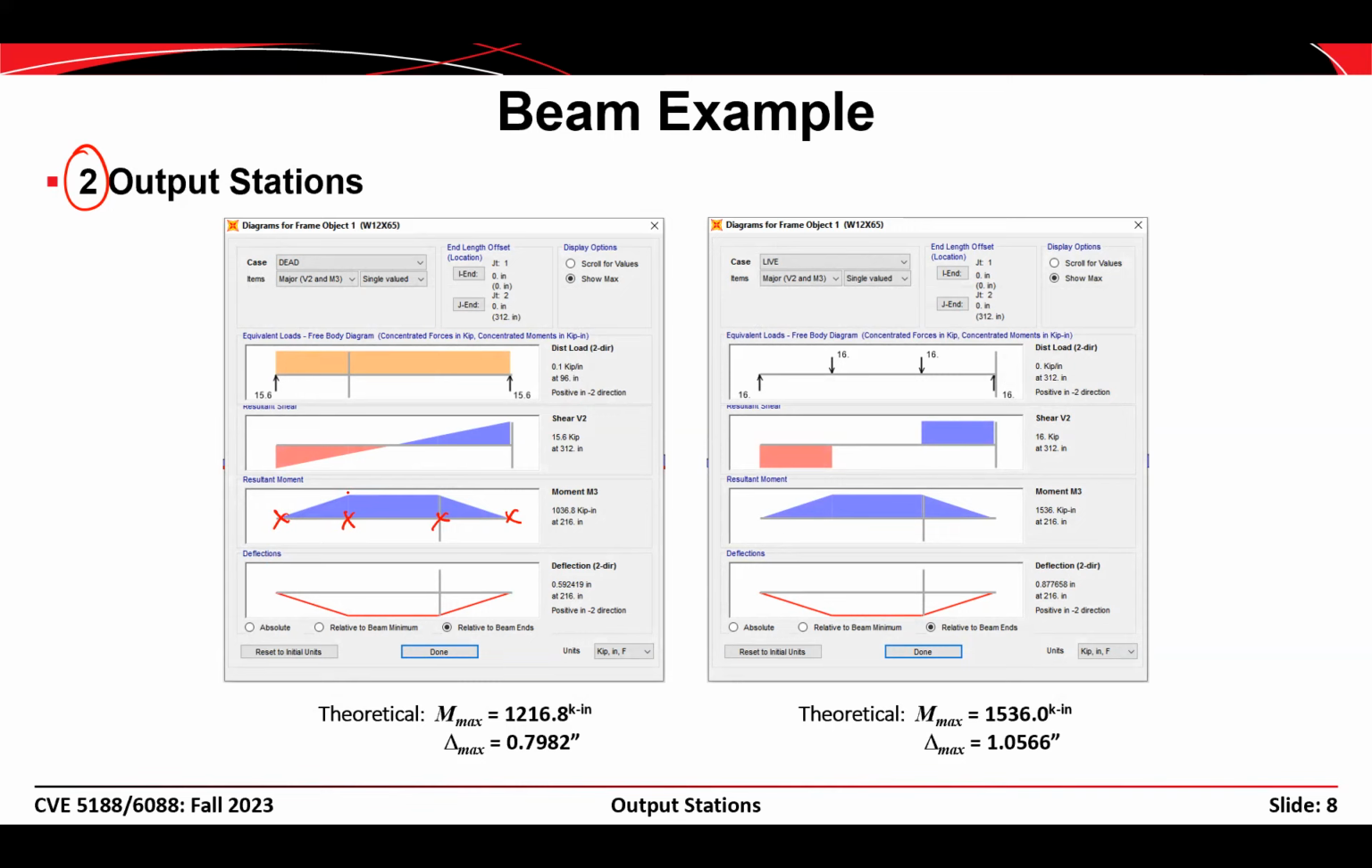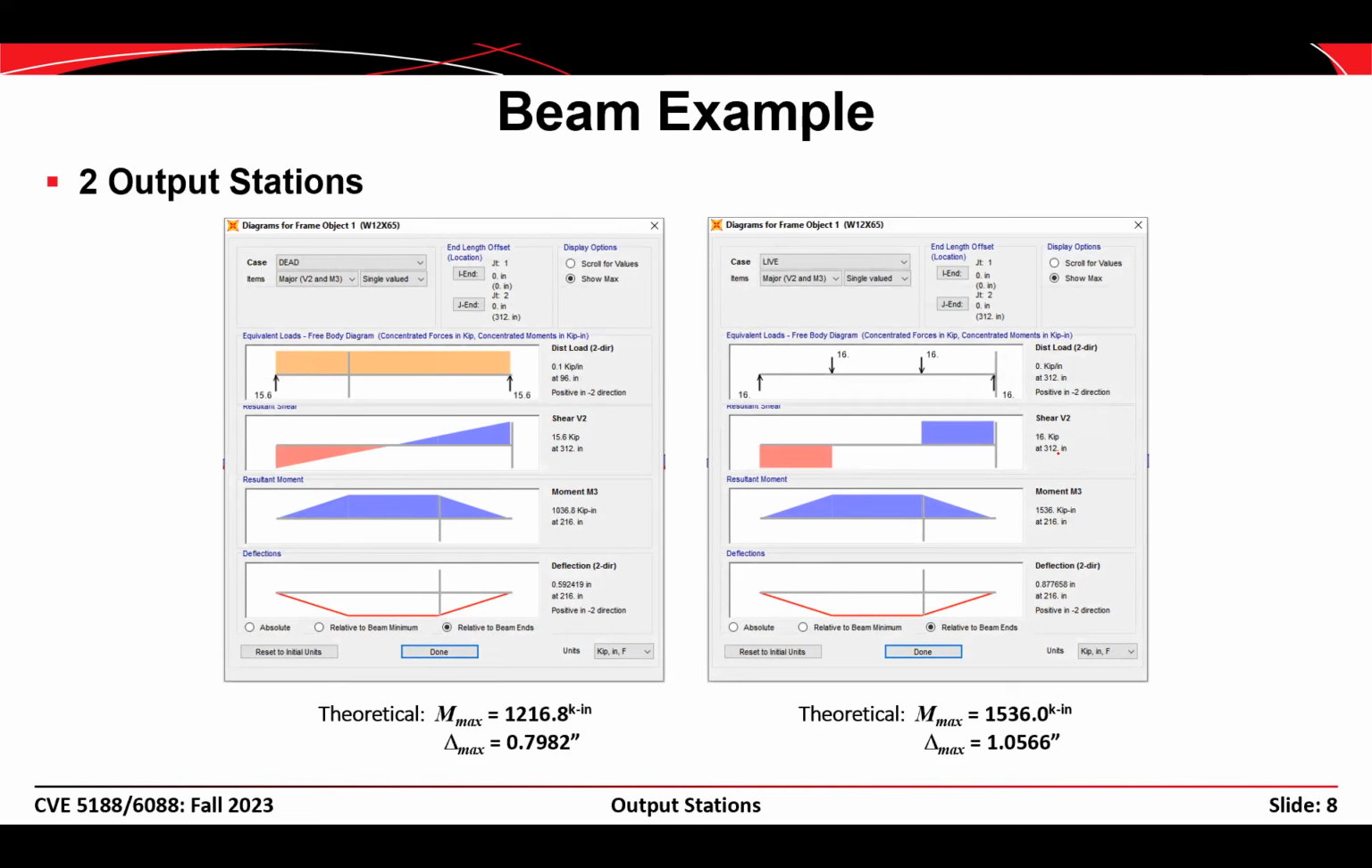And so what I'm going to do is calculate the bending moment there and there, and I'm going to interpolate. And it's just using a straight line approximation in between those output stations. Now that looks bad for the dead load moment, but it doesn't look too bad for the live load moment, right?